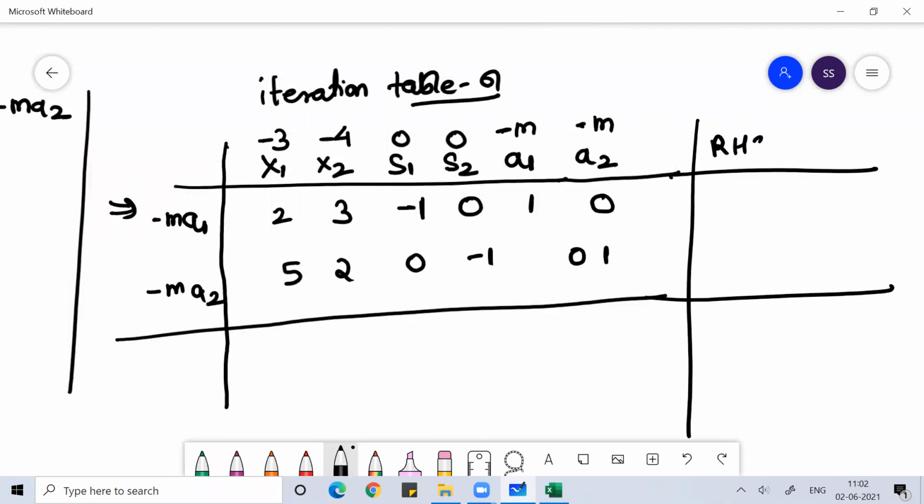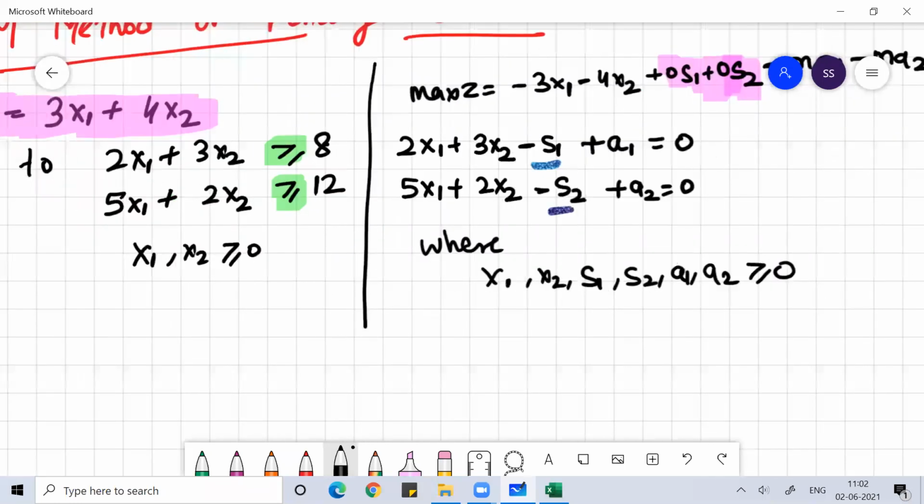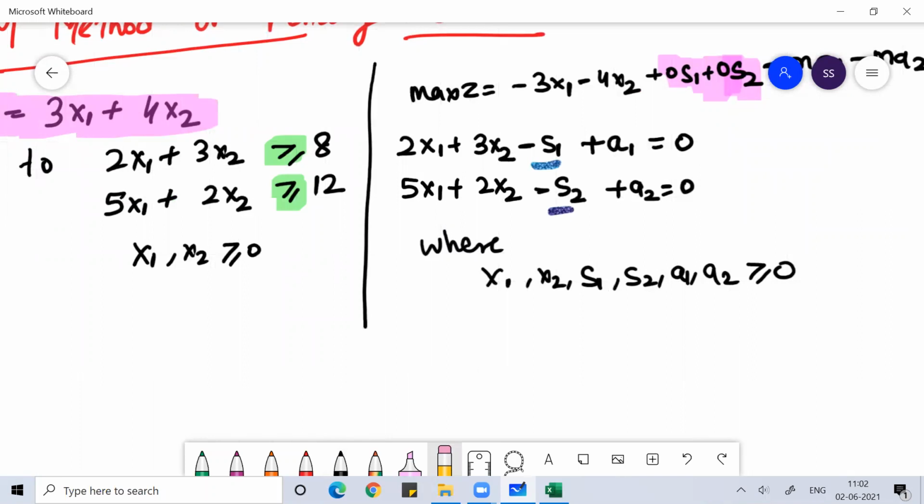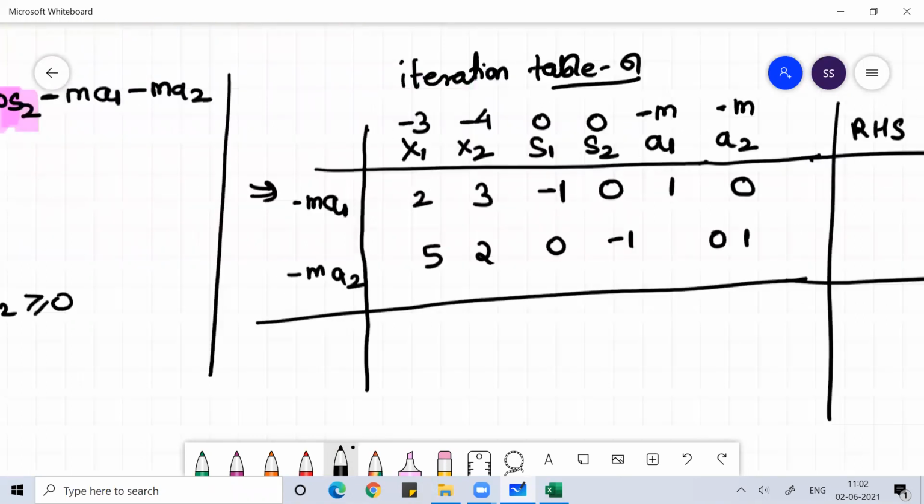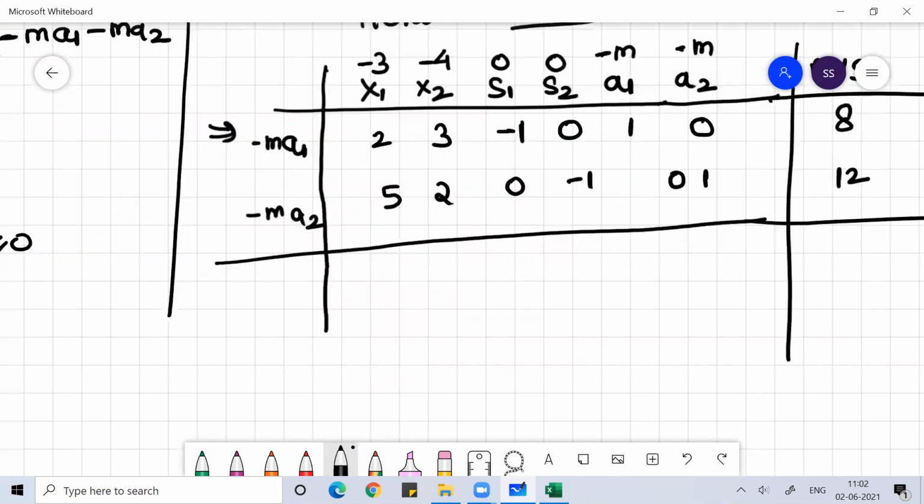So your RHS is, what is your RHS, guys? This is not 0 0, I wrote here 0 0. Here, your RHS is 8 and this is equal to 2. So your RHS is 8 and 2. Okay, your RHS is 8 and 2. So iteration table 1 I'll construct.